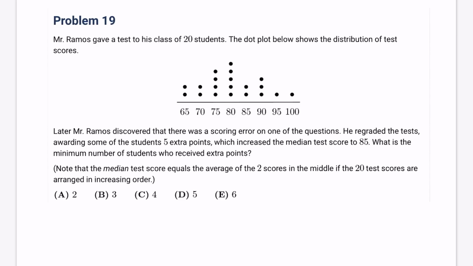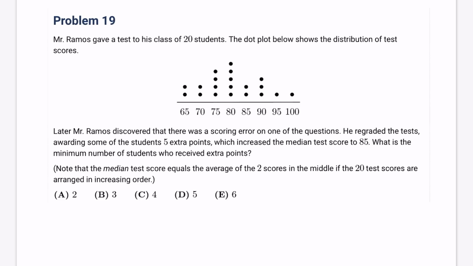Problem 19. Mr. Ramos gave a test to his class of 20 students. The dot plot below shows the distribution of test scores. Later, Mr. Ramos discovered that there was a scoring error on one of the questions. He regraded the tests, awarding some of the students 5 extra points, which increased the median test score to 85. What is the minimum number of students who received extra points?